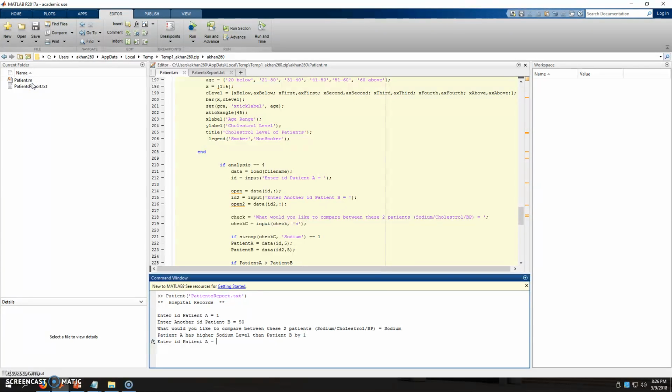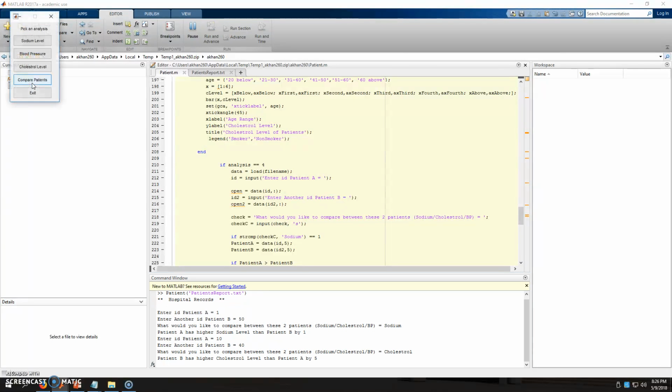So we can do it again. Let's go 10 and 40. Let's go cholesterol. You can see patient B has a higher cholesterol level than patient A by 5.